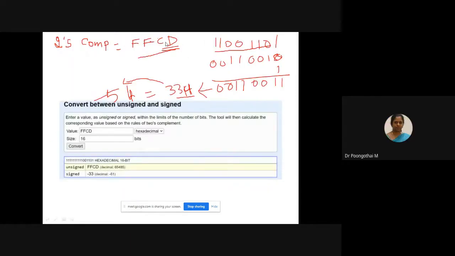If you take the 2's complement of CD, you will get 33. So 51 is the right answer. This is how you should interpret it. For FFCD, what is the answer? The answer is 33, decimal 51. In this way, we can interpret the result.